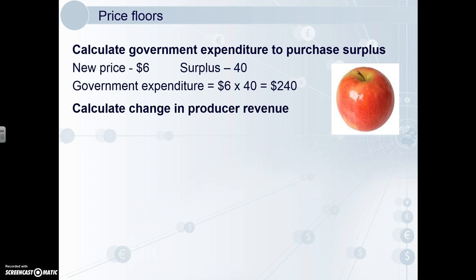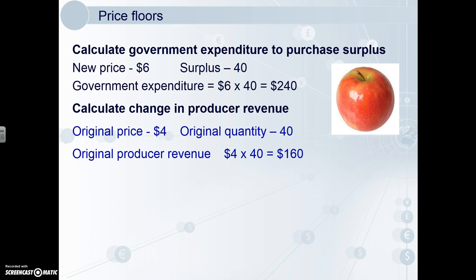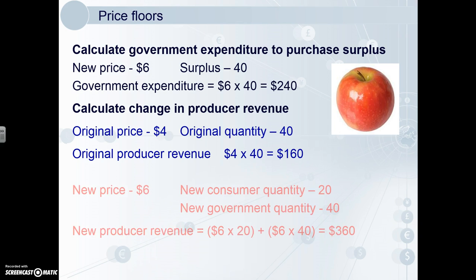We'll have to see the change in producer revenue. So we find the original revenue, then the new revenue with the price floor. An important thing to remember here, this is crucial, this is what people get wrong, is that the government buys the surplus. Don't fall into the trap of just including what consumers will buy. So we do the maths and we see that new producer revenue is $360, so it's grown by $200. Remember to keep those units in when you give your answers.